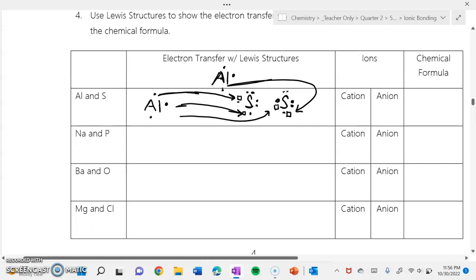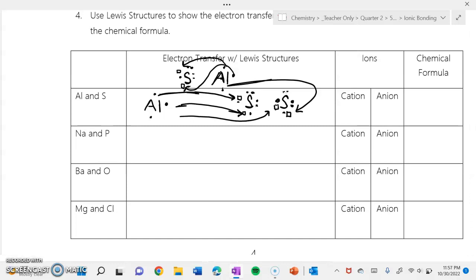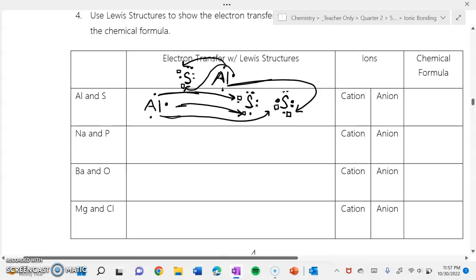If I add one more sulfur, then we're going to be in business. Because again, it has 2 open spots, and I have 2 electrons left on my aluminum to fill. So this looks sort of like a hot mess, but you should see that you have been able to fill 6 total spots with 6 electrons from aluminum, 2 to each sulfur.